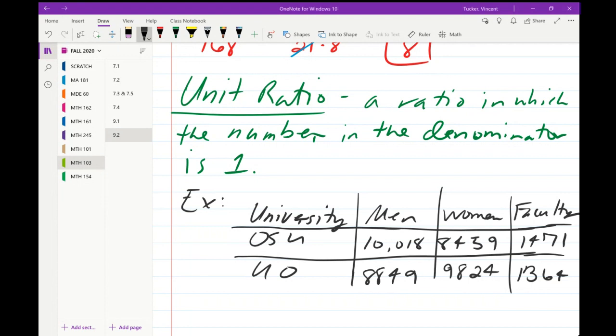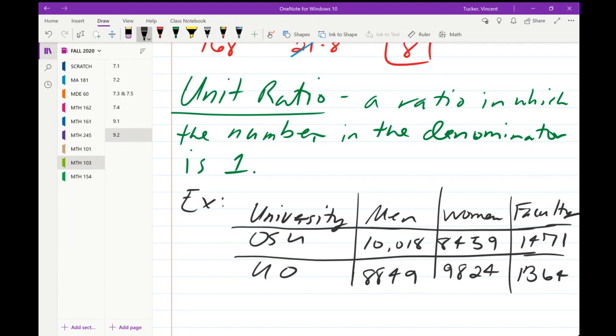All right. So a unit ratio is a ratio in which the denominator is one, just like we talked about with a unit rate. Let me make sure. Okay, cool. So just like we talked about a unit rate, when the denominator is one, a unit ratio is also when the denominator is one.